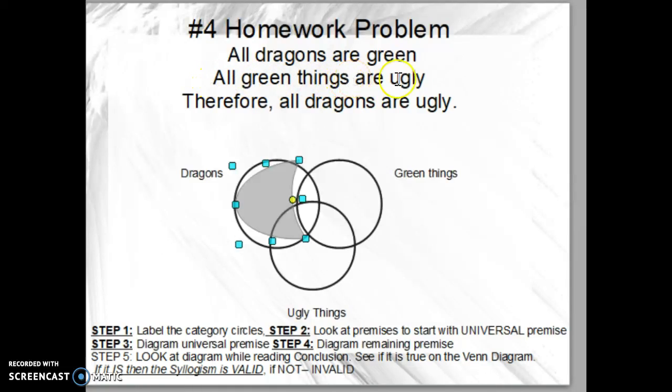All green things are ugly. So you've got to push everything from the green thing circle into the ugly circle. To do that, hopefully you thought of something like this. You have to clear out this section and clear out this section. So you can shade those in, and you're left with these sections down here. And then it says, therefore all dragons are ugly.